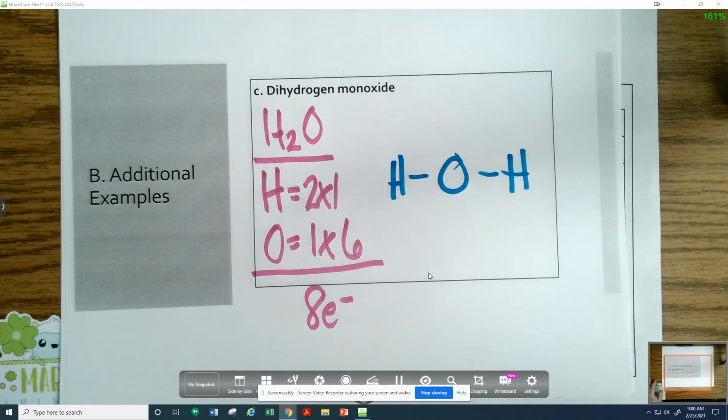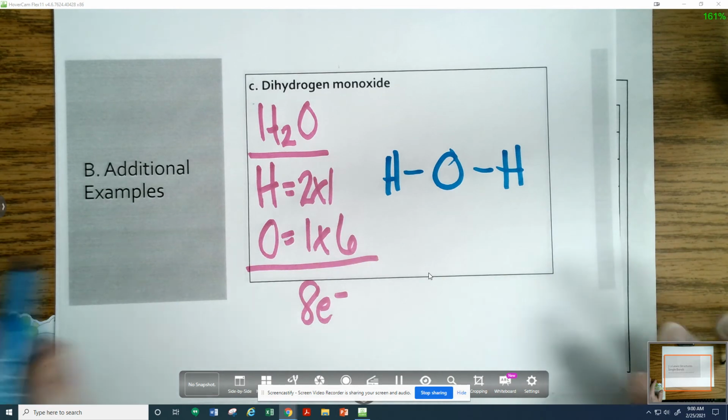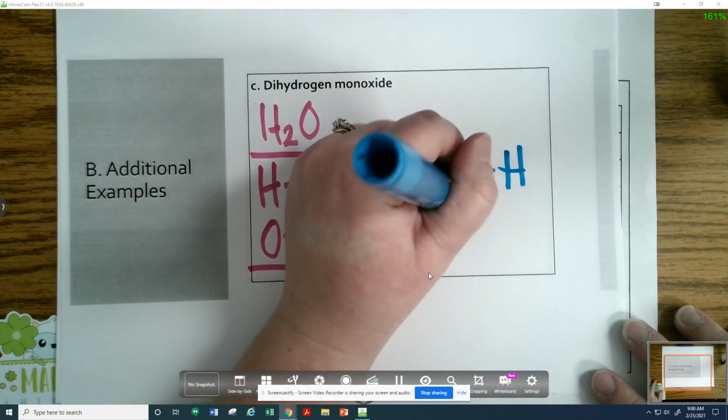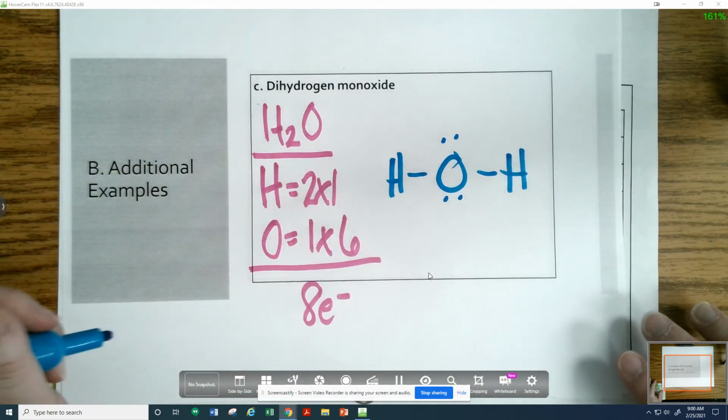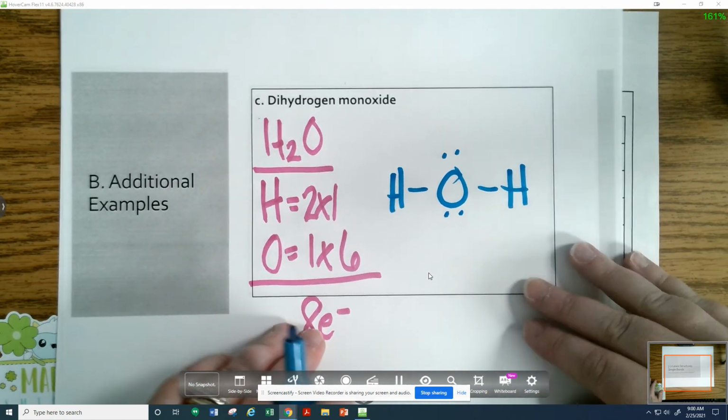So our central atom, though, is unhappy. It has 2, 4 electrons. We've spent 4. We have 4 remaining. That means I can go ahead and add 2 lone pairs to this oxygen. That then spends all 8 electrons, completes the octet, and I now have a complete Lewis structure.